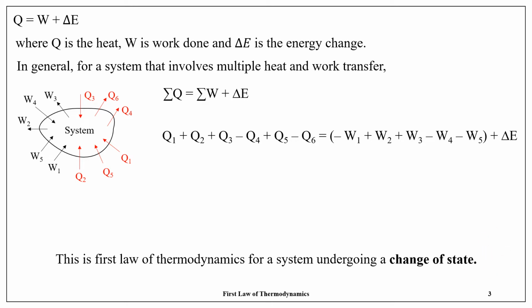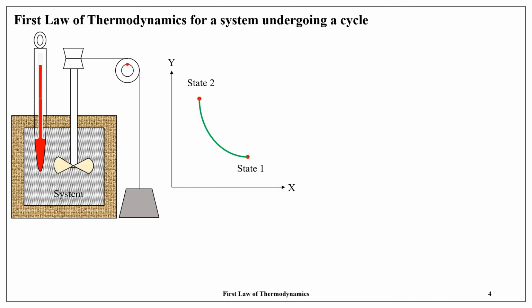Now the thing is, what is the first law for a system undergoing a cycle? So, the first law of thermodynamics for a system undergoing a cycle. Earlier we discussed the change of state or the process 1 to 2. The initial state is changed to state 2 due to the paddle wheel work done on the system.